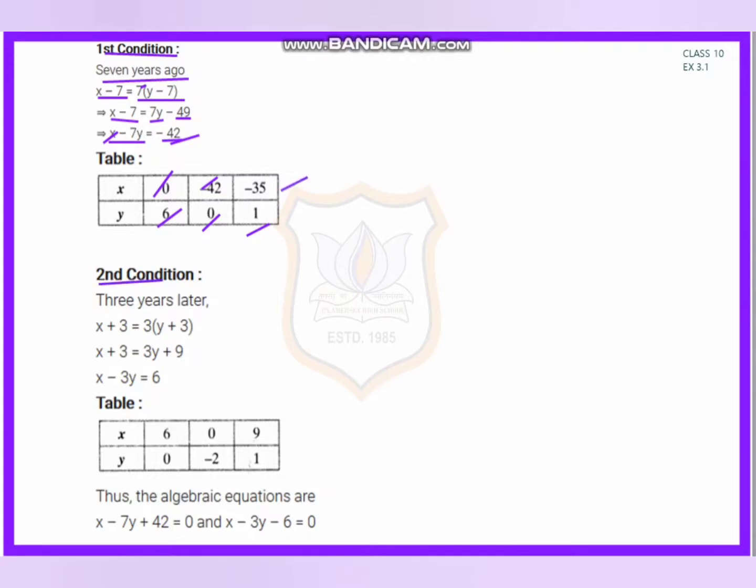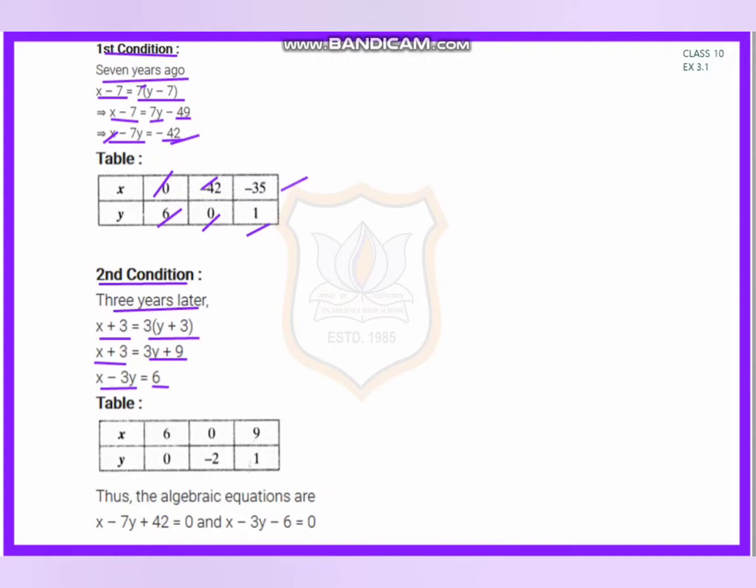In the same way, second condition: after 3 years, both the ages would be x plus 3, which equals 3 times the age of his daughter, y plus 3. Now y is multiplied with 3 and 3 is multiplied with 3, so we get 3y plus 9 equals x plus 3. This 3y on the other side becomes negative, so we can say x minus 3y, and the 9 on that side becomes negative, so 9 minus 3 equals 6.